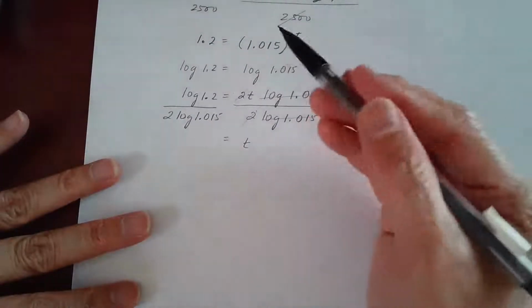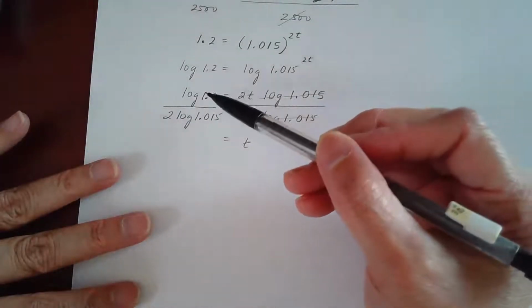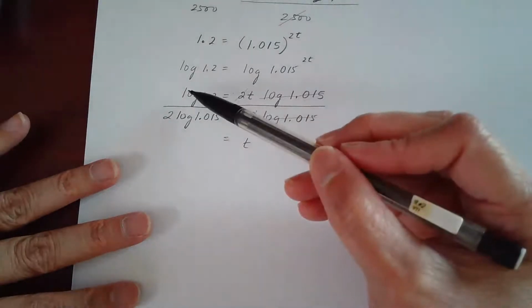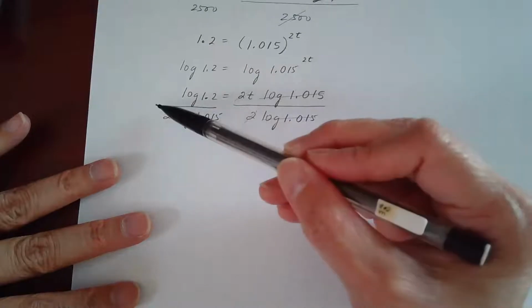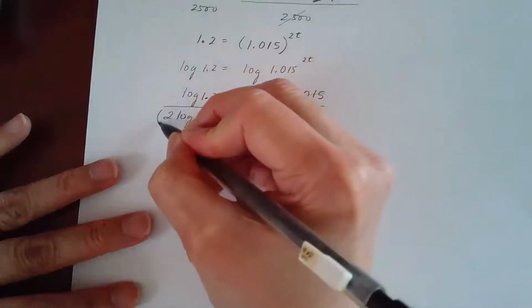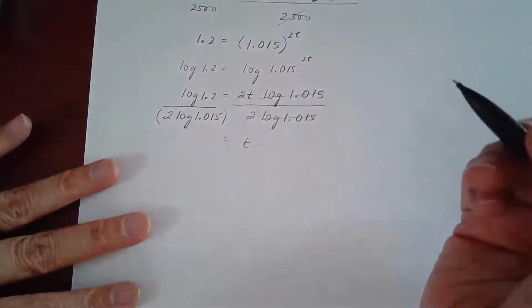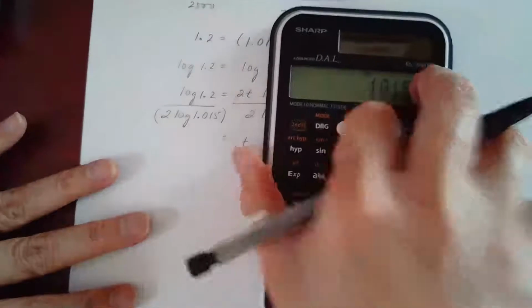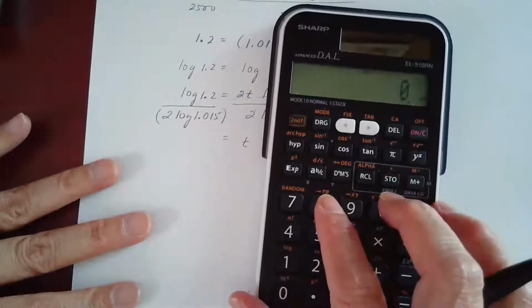Now, when we get to this part in here, I want to make sure that I enter this on a calculator correctly, because I want the logarithm of 1.2 to be divided by all of these. So I must put brackets there to tell the calculator I'm dividing it by all of that. So let's go ahead and type it in.